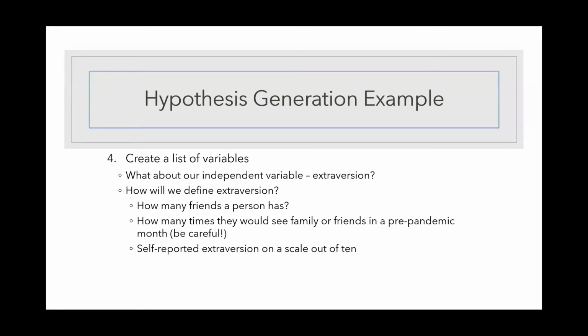Now, what about our independent variable, the thing whose effect I'm curious about? So this is extroversion, and how will I define this construct in my study? I could define it as how many friends a person reports that they have, or how many people they would typically hang out with in a pre-pandemic month. But you have to be careful here. You could see how measuring extroversion by number of friends and then measuring restriction breaking by number of friends seen in a month could possibly cause an artificial relationship to form.